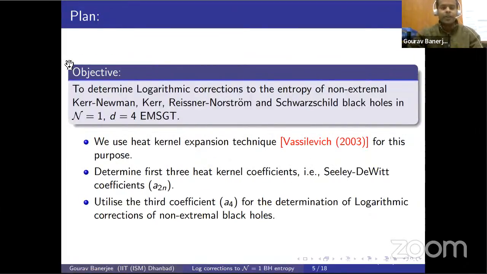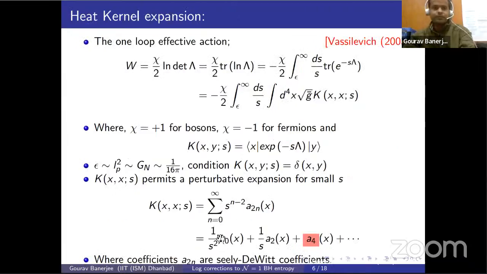Okay, the whole plan of the talk is as follows. The objective is to determine the logarithmic correction to the entropy of non-extremal Kerr-Newman, Kerr, Reissner-Nordstrom, and Schwarzschild black holes in N=1 Einstein-Maxwell supergravity theory. And for this, we will use the heat kernel expansion technique proposed by Vassilevich. We will determine firstly the heat kernel coefficients, and then we will utilize the third coefficient for determination of the logarithmic correction of non-extremal black holes.